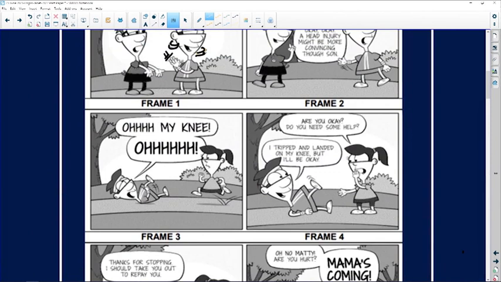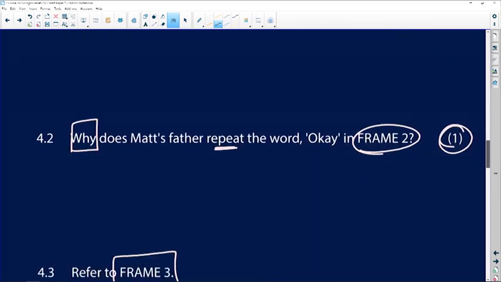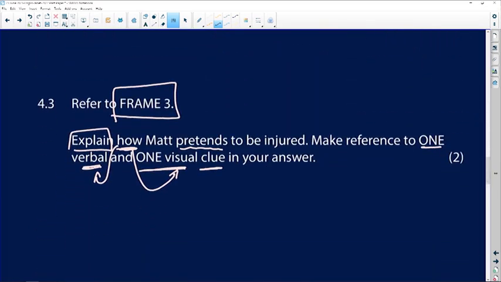Right. Verbal, he's going, oh, oh, it's fairly obvious. And the visual, he's clutching his knee. You can also talk about the fact that there is another movement line. Can you see here? There are movement lines there to show that he's kind of dragging at his knee. So that's also visual. Injured, he's lying down. Yeah, I suppose wide open mouth screaming, but then that might be very close to my verbal. Okay. How he pretends to be injured, fine. Not a problem, 2 marks.